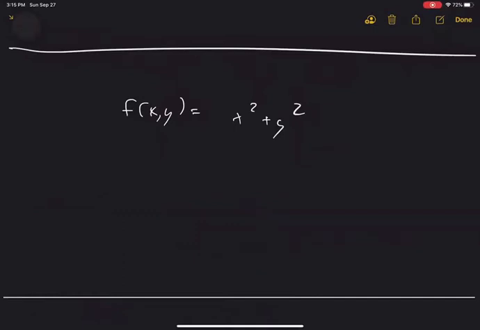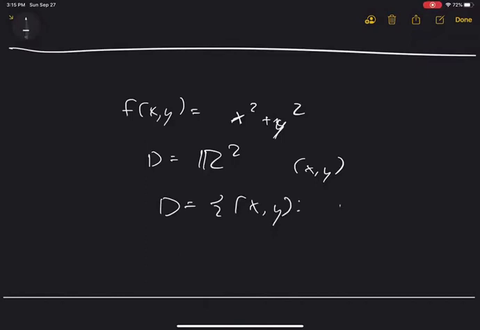So what x and y values can you plug in here? Well, you can plug in any x's and any y's, right? So my domain is all possible x values, all possible y values. How could we write that? Well, we could just write the domain as all of R2, meaning all the points x, y. If we wanted to do a lot of extra writing, we could also write it like this.